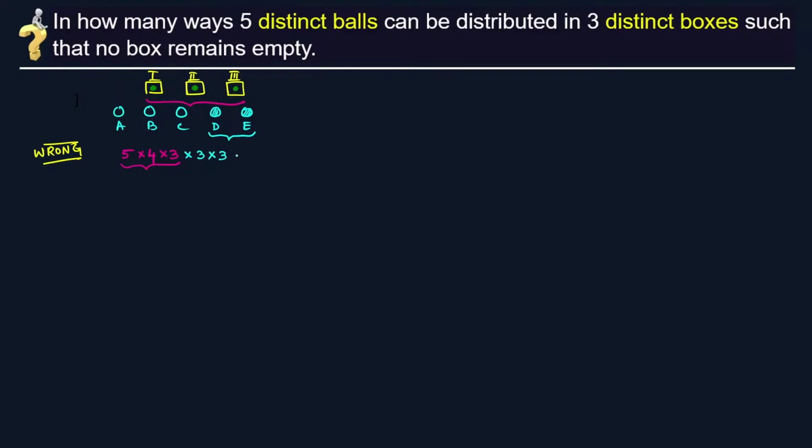So in this case, our answer should be 20 into 27. That gives us 540. Am I correct? So your answer should be 540. Okay, in this case. But this is absolutely wrong. Can you tell me why it is so? What wrong have I done?